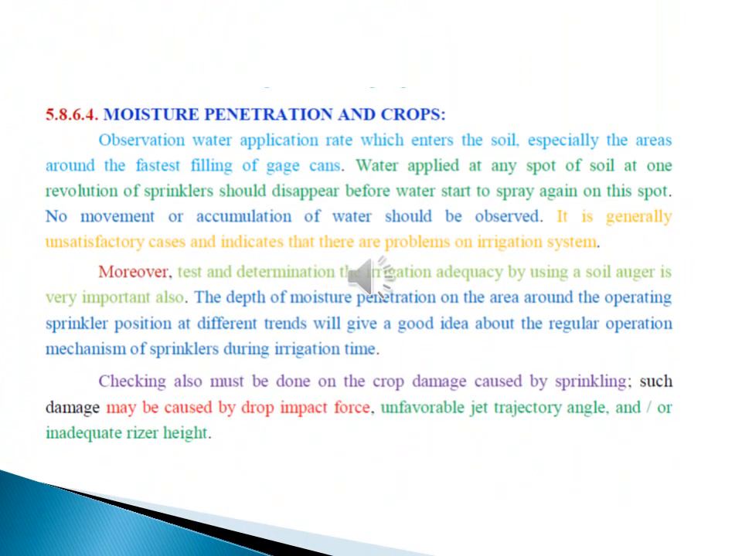Also, observe moisture penetration at cross sections. Observe the water application rate which enters the soil, especially in the area around the fastest filling gauge cans. Water applied at any spot of soil in one revolution of the sprinkler should disappear before water starts to spray on that spot again. No movement or accumulation of water should be observed. Moreover, testing and determining the irrigation adequacy by using a soil auger is very important also. Checking must also be done for crop damage caused by sprinkling. Such damage may be caused by drop impact force, unfavorable jet trajectory angle, or inadequate riser height.